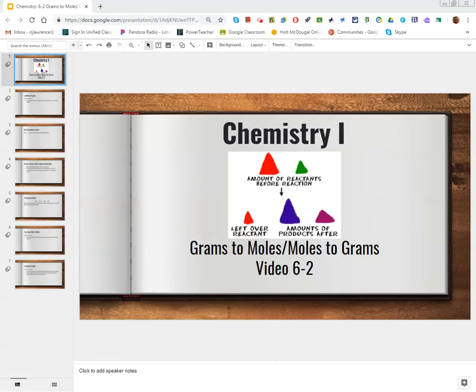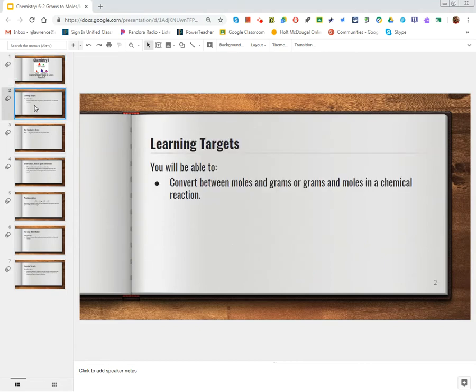Welcome to video 6.2, converting between grams and moles of grams. In this video, we will be learning how to convert between the moles and grams, or back from grams and moles, between different chemicals in a chemical reaction.